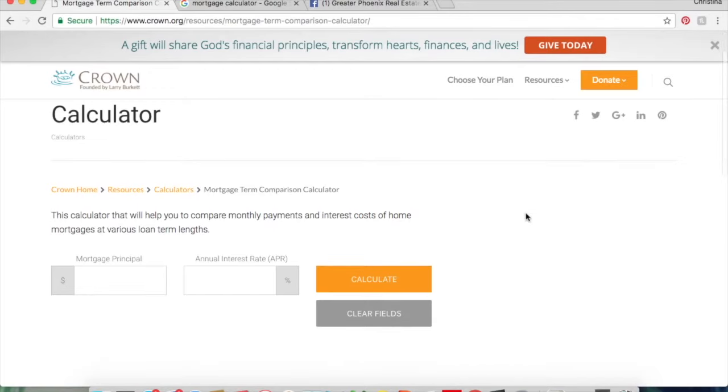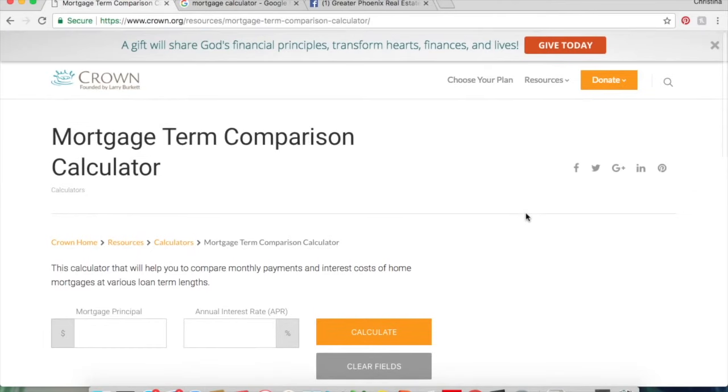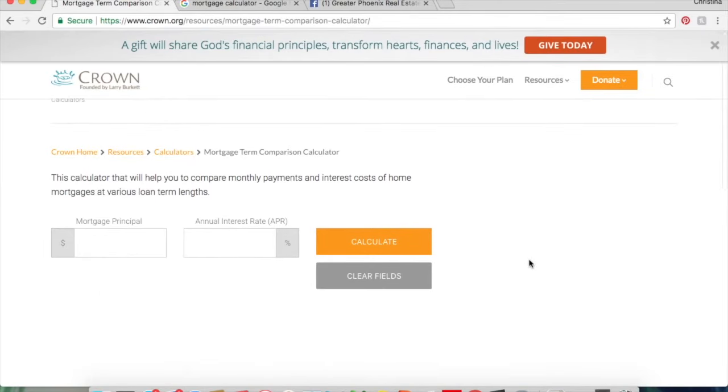So let's start with what we're looking at here. The mortgage term comparison calculator is simply going to tell us what the monthly payments would be on a new mortgage. And of course, you have to keep in mind that this is an estimate. It's not going to be exact, but it is probably going to be fairly close. I say that because if you have not talked to a lender yet, you don't know exactly what your annual interest rate is going to be.